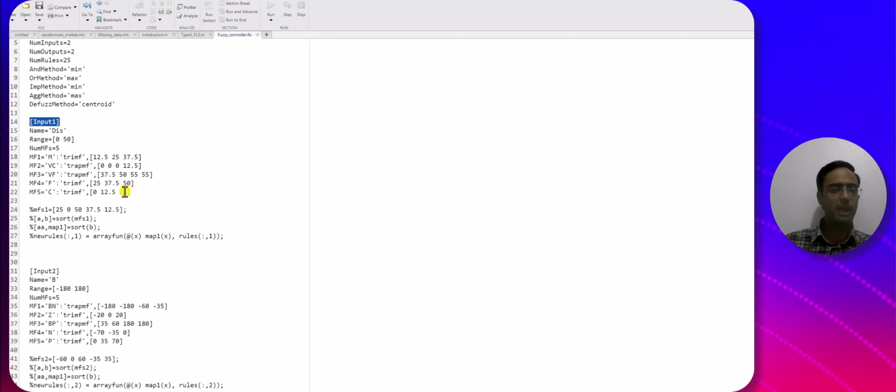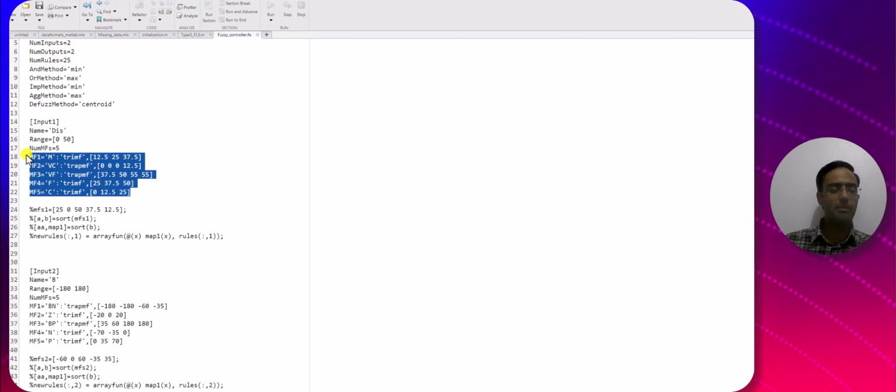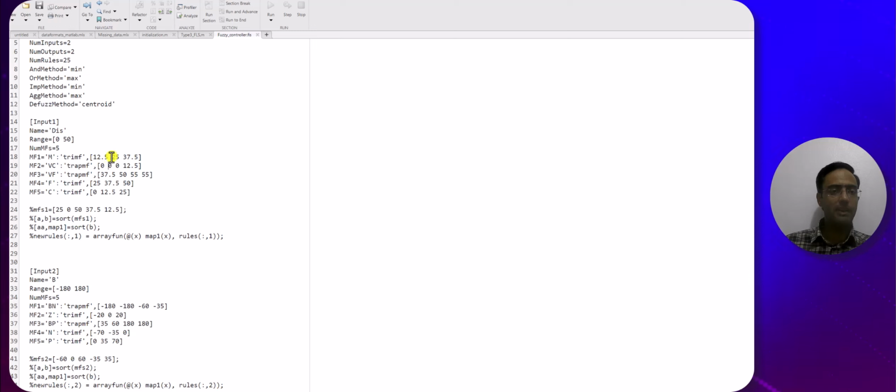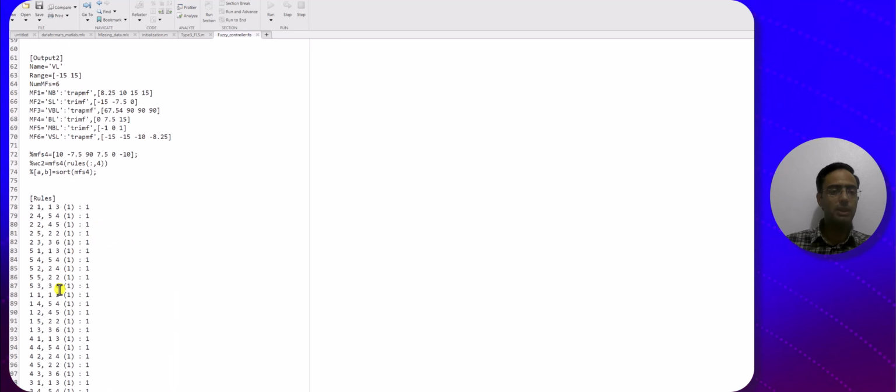For the first input, as you see here, we have 5 triangular membership functions. So the centers of these membership functions we have extracted and written here. For example, the first one is 25, the second one is 0, the third one is 50, and so on. But they are not in order, so we need to sort them. And by the sorting information, we need to update our rules. This is the rule information.